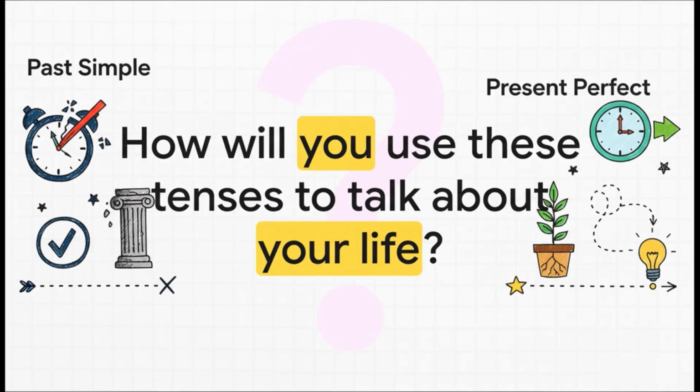And there you have it. It really boils down to one simple idea, doesn't it? Past simple is for things that are finished and over. Present perfect is for anything that has a bridge, a connection to right now. So the question for you is, how can you use this to talk about your life, your experiences, your job, your story? Now you've got the tools to do it with confidence.